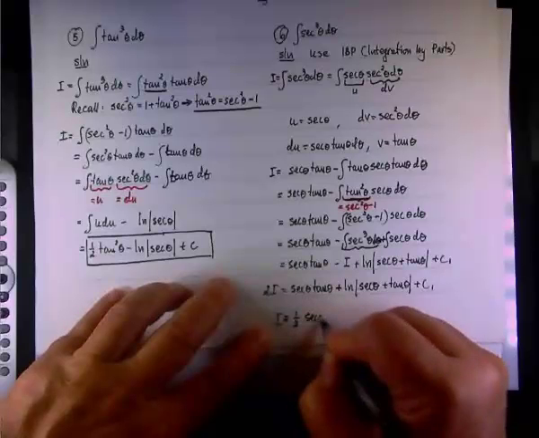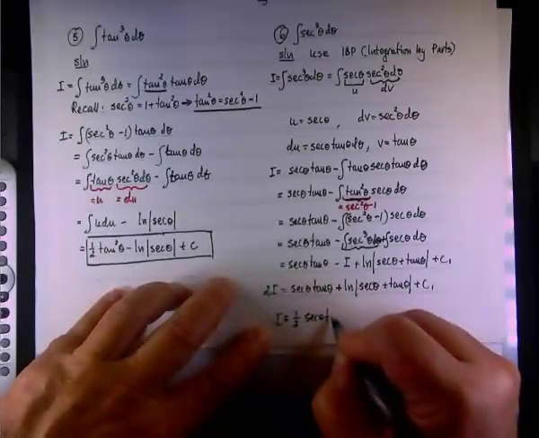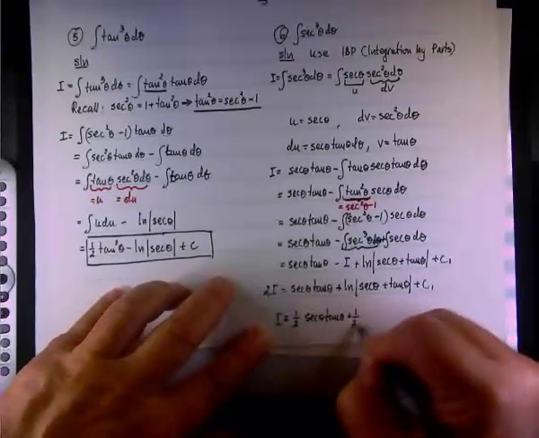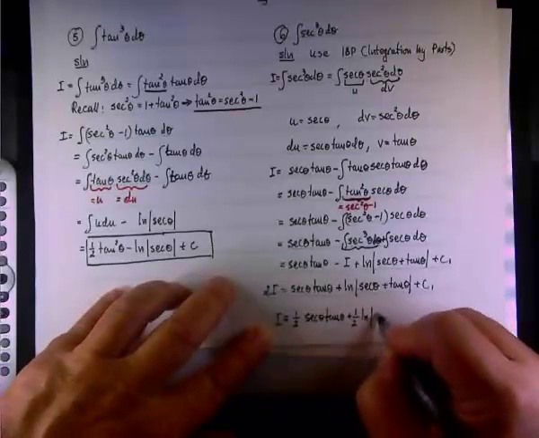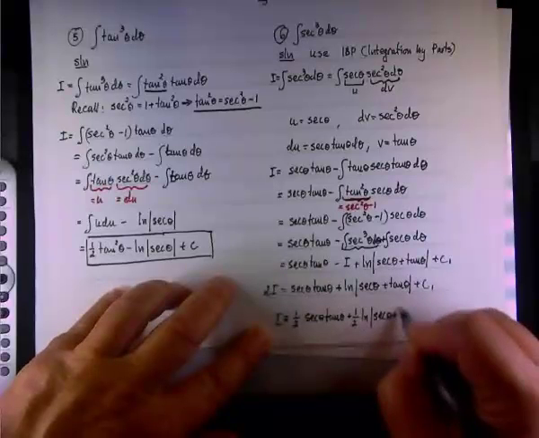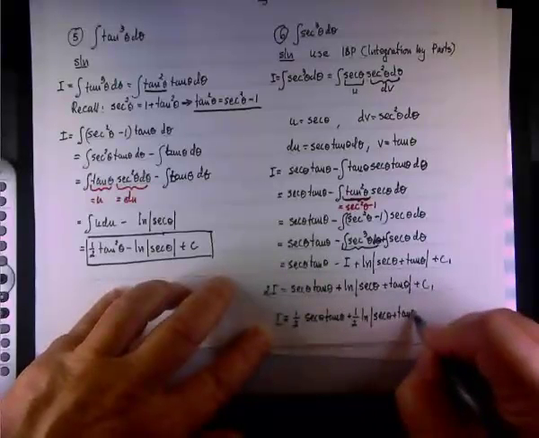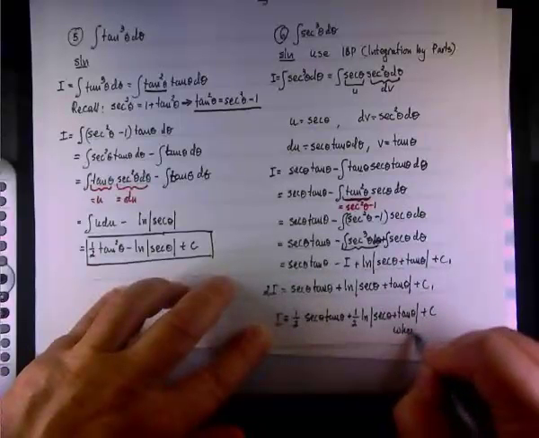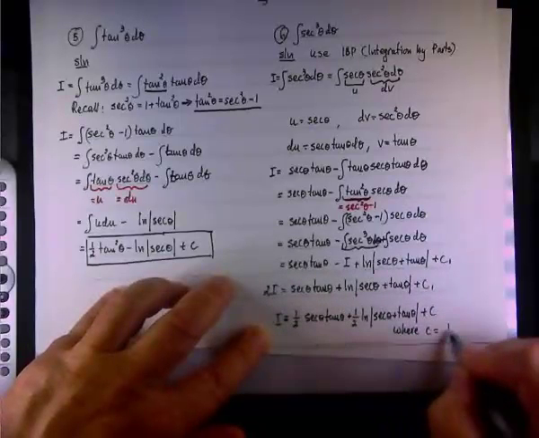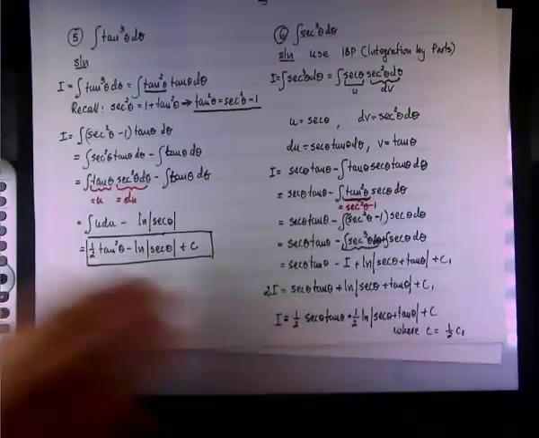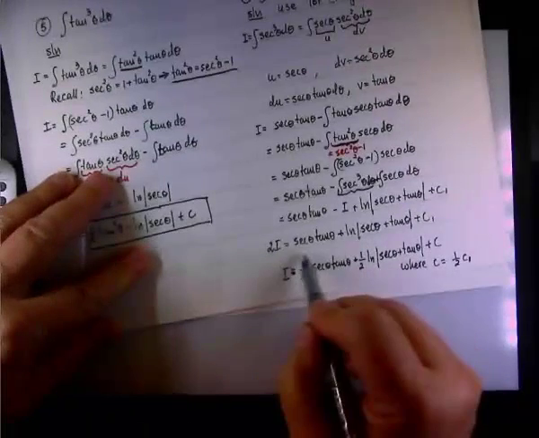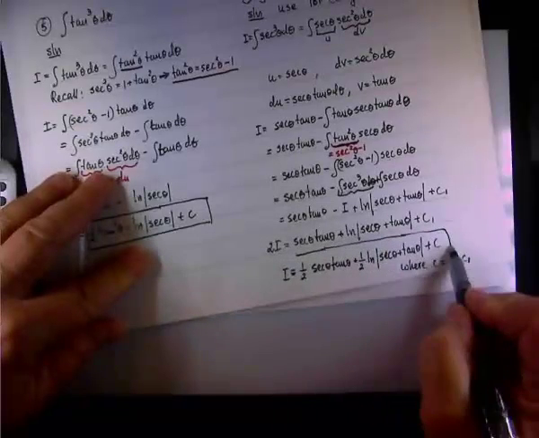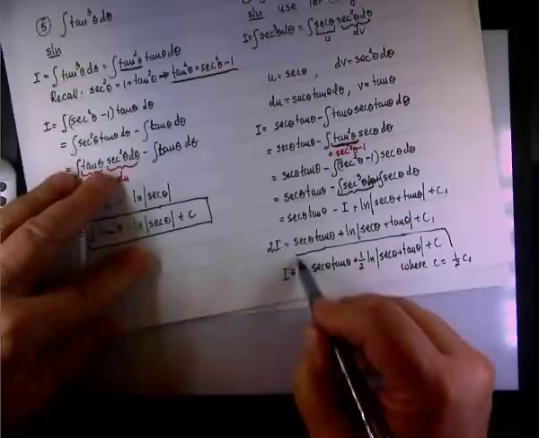And here comes the final solution here. The integral will be 1/2 the secant times the tangent plus 1/2 the natural log of the secant plus the tangent plus c, where c equals 1/2 of c1.